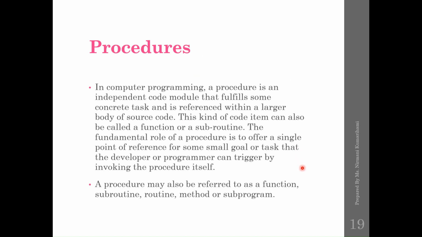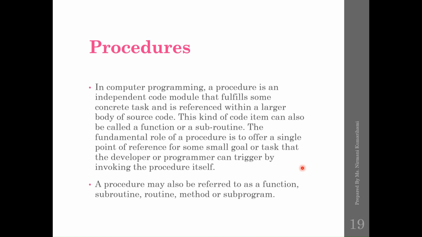What about the procedures? Procedures will never return a value back to the place from which they have been called. But still, a procedure will do a task, then assign a value, then after that, output a value, and do some other processing. In computer programming, a procedure is an independent code module that fulfills some concrete task and is referenced within a larger body of source code. This kind of code item can also be called a function or a subroutine.